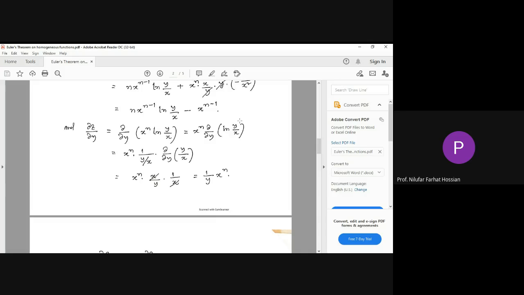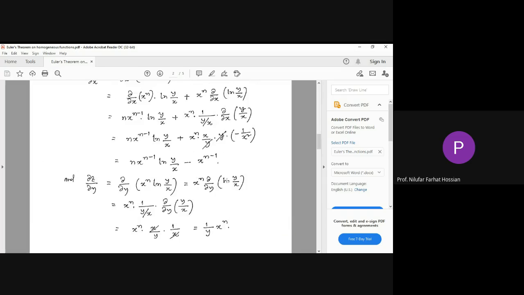And you have to differentiate it again, this y over x with respect to y. So here this x is constant. So 1 over x can be taken outside. This 1 over x, and del y of y is just 1. So this is x to the power n, and here x goes up, x by y, and from this part you are getting only 1 over x into 1. This x and this x cancel out, so the result is x to the power n divided by y.